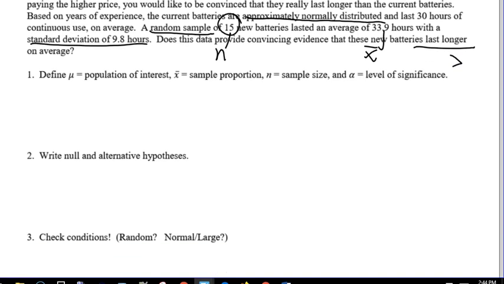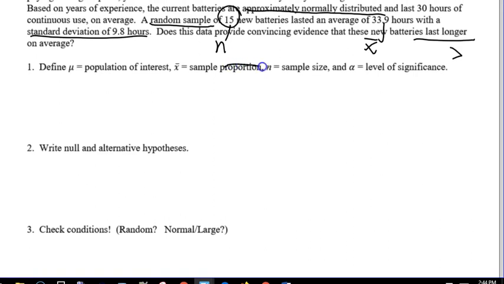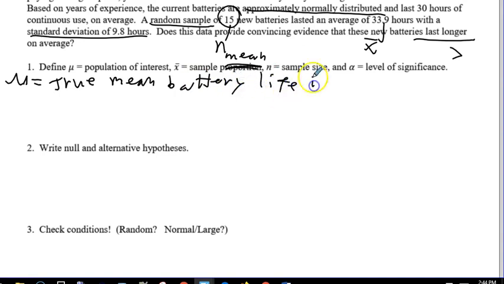So, define mu. Also, don't forget, please scratch that out. That was a typo. It's supposed to be mean. So, what is mu? It is the true mean of what? What are we talking about here? Just battery life. It doesn't have to be that complicated. If you want to put in hours, you can. But true mean battery life is good enough. What else do we need? We need our x bar listed right there. So our x bar, we already identified as 33.9.